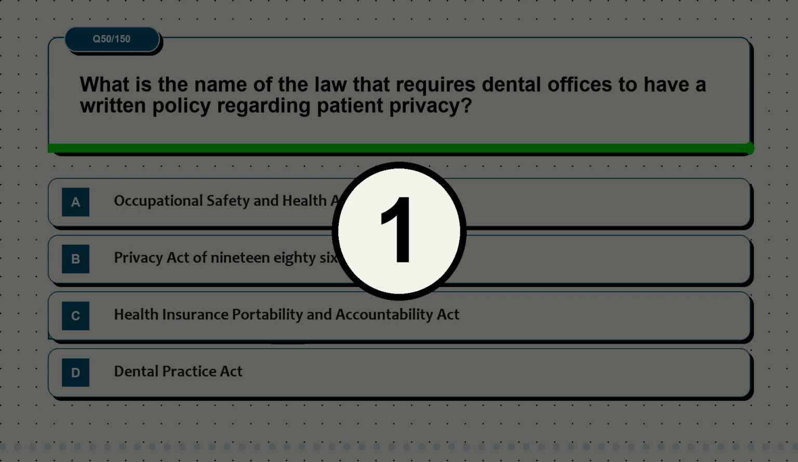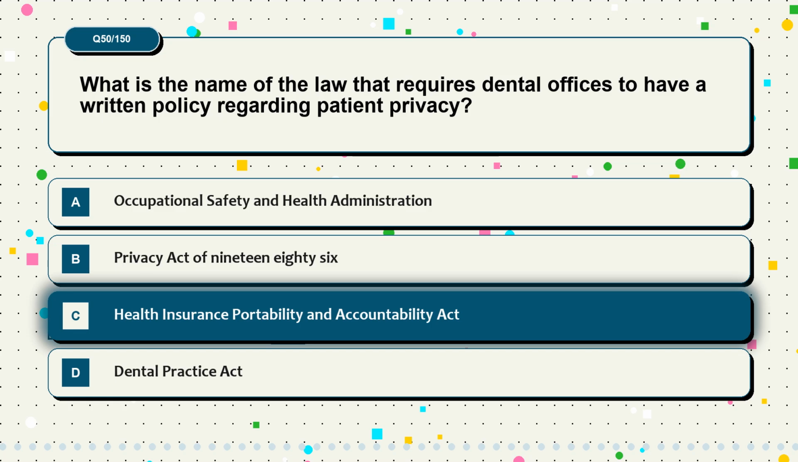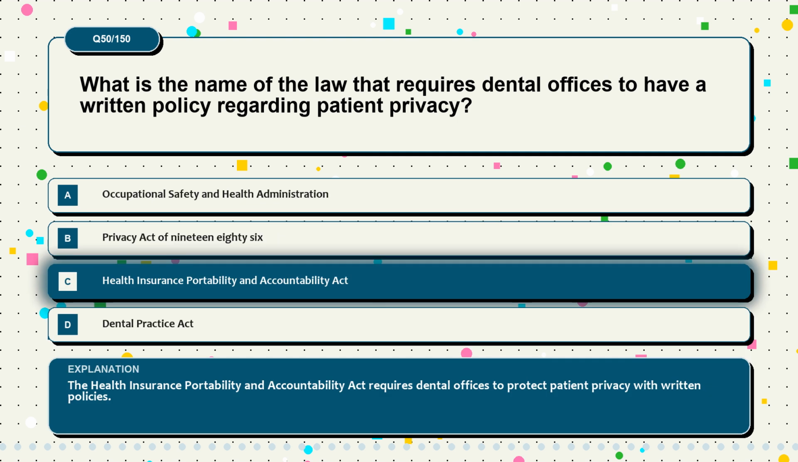The correct answer is option C, Health Insurance Portability and Accountability Act. The Health Insurance Portability and Accountability Act requires dental offices to protect patient privacy with written policies.